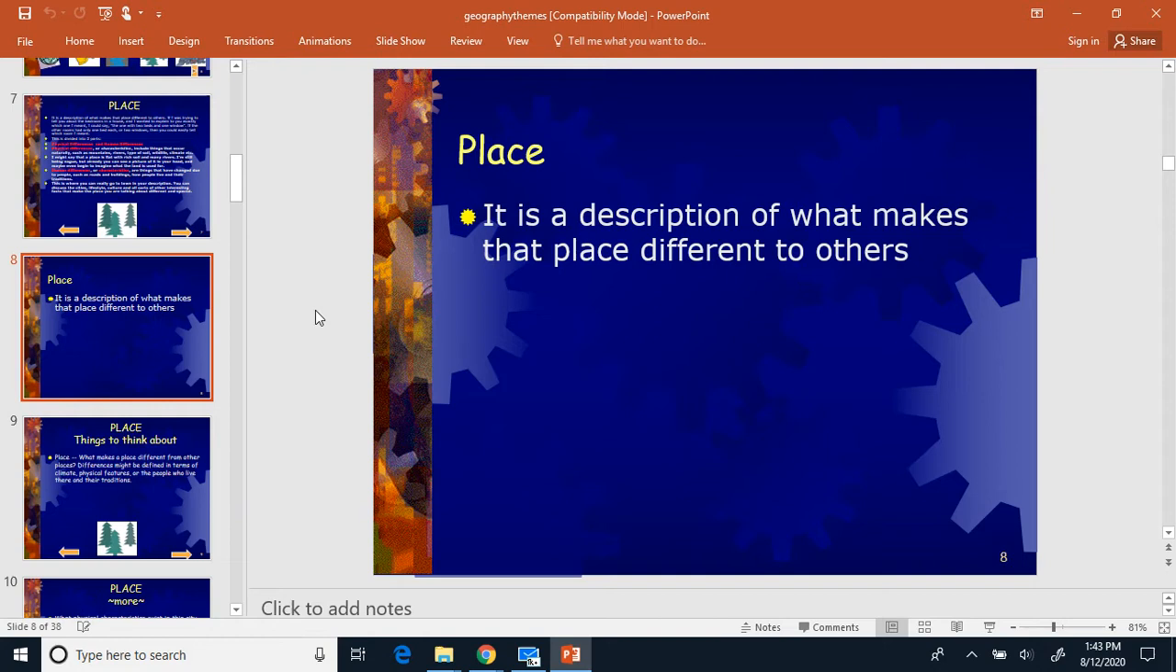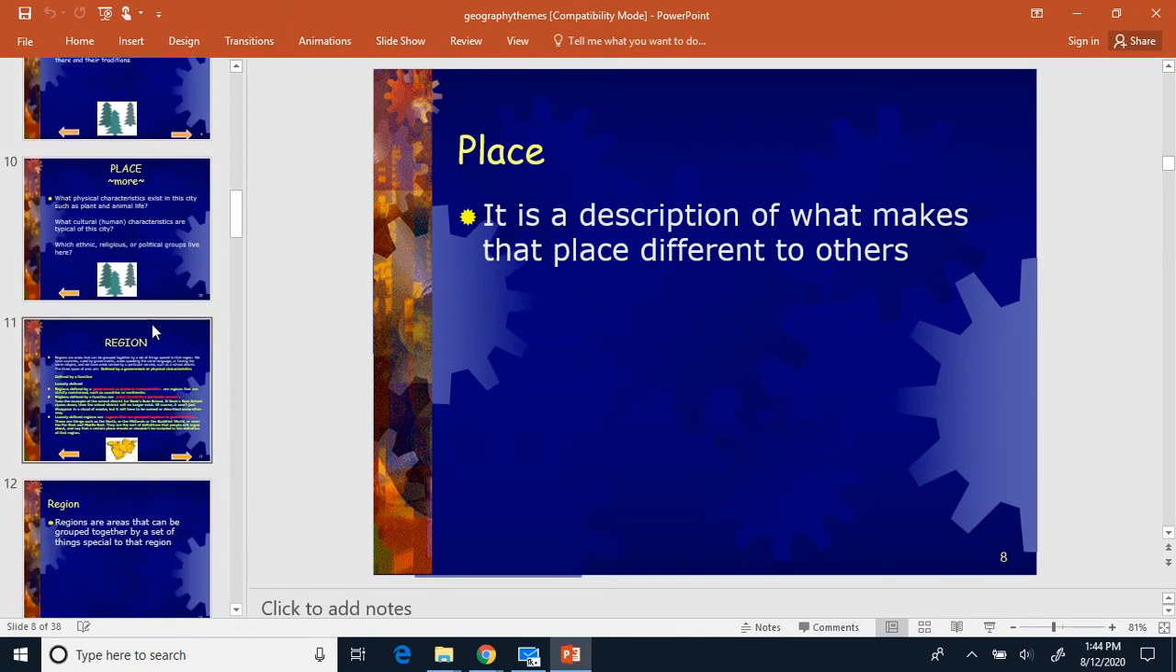So for example, if you saw a place and you're describing it, you describe anything about that place that makes it unique compared to others. If you're in a room and you say, hey, I'm in a room with walls, that doesn't help. That doesn't make the thing unique. I'm in a room with 3 yellow walls and 1 green wall. That makes it unique. Okay, so it's a description of what makes that place different compared to others.